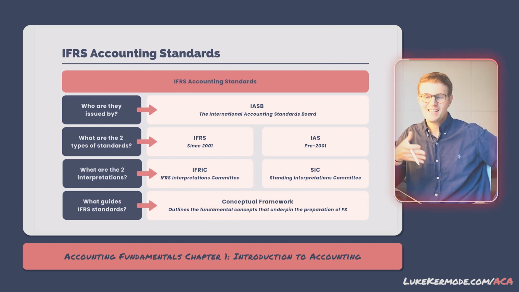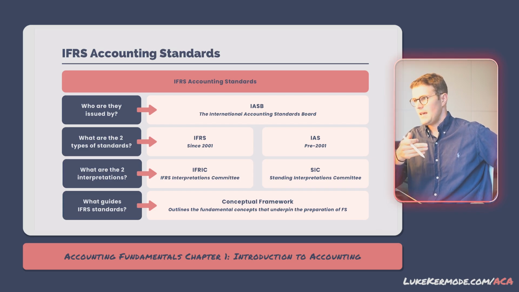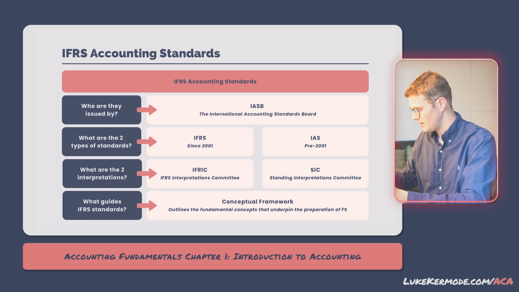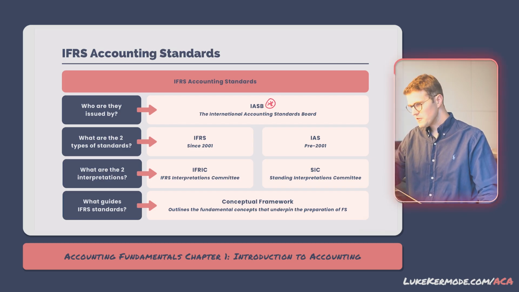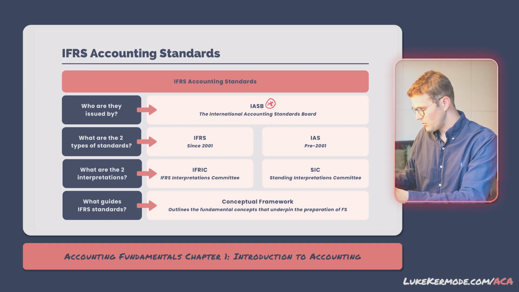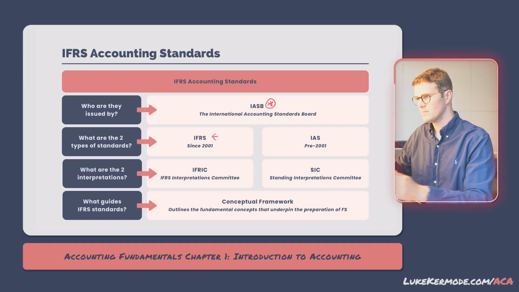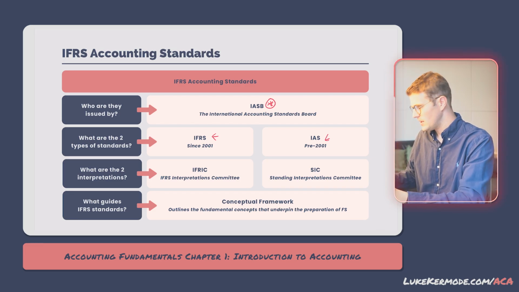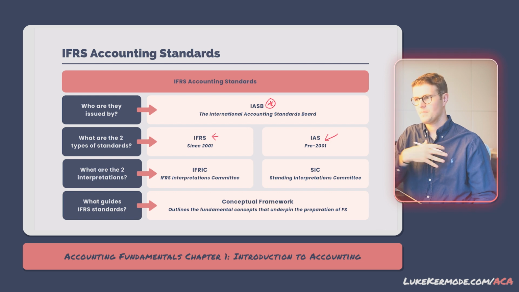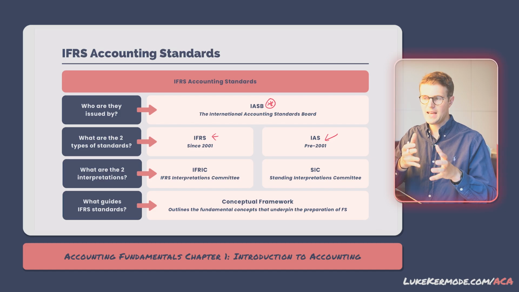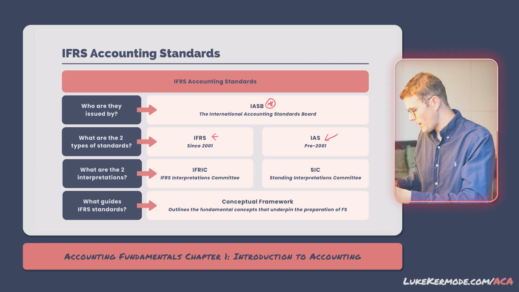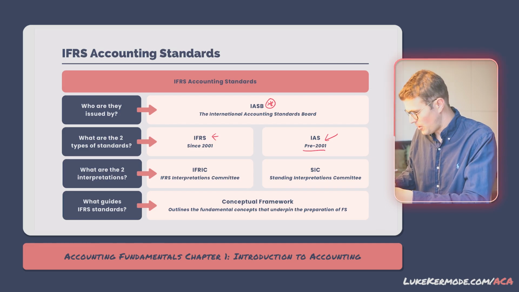The International Accounting Standards Board, or IASB, is the global authority responsible for setting accounting standards. The IASB issues 2 main types of standards: the International Financial Reporting Standards, or IFRS for short, and the International Accounting Standards, known as IAS. While they may have different names, IFRS and IAS standards hold equal status. The key difference is that IAS are older, they were issued before 2001, whereas IFRS standards have been issued much more recently.